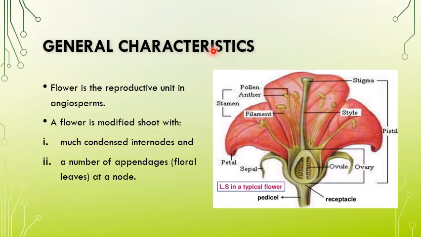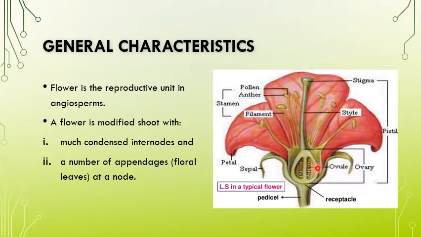General characteristics of flower. Flower is the reproductive unit in angiosperm. Angiosperm means flowering plant. In this image you can see the longitudinal section of a flower, in which we can see the pedicel. Pedicel is the stalk by which the flower is attached to the plant. This is the swollen portion known as the receptacle or the thalamus, on which the four whorls of the flower are attached.